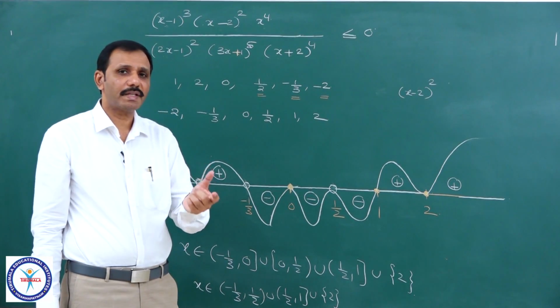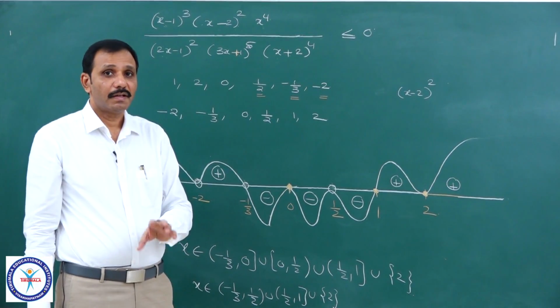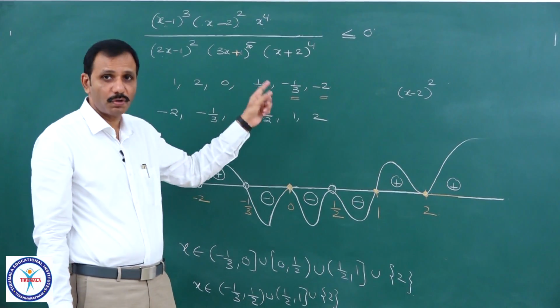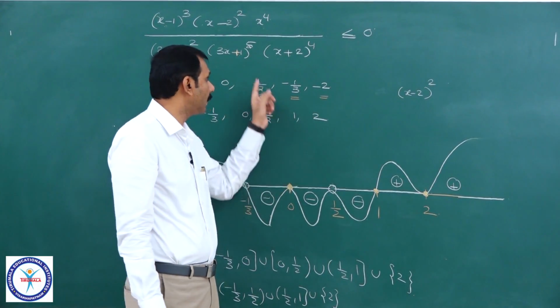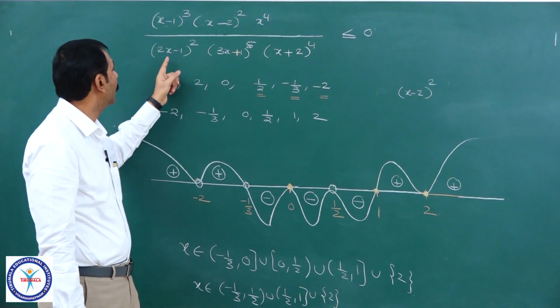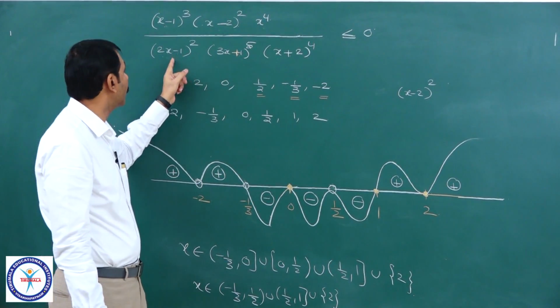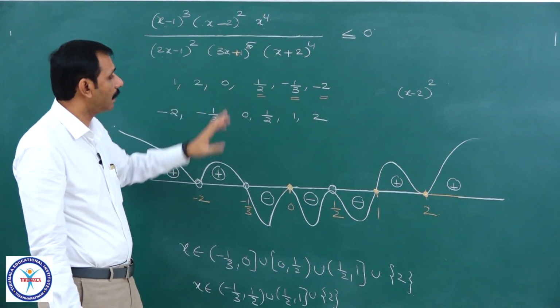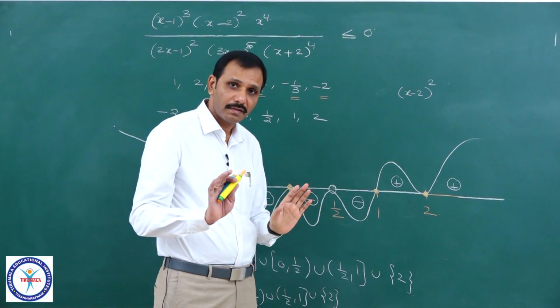Domain means the values of x where it is defined. In those values only we need to take solutions. Now, you do not worry about that word domain. We are just considering these as zeros of the denominator, because at those points the denominator equals 0, it is not defined, therefore we should not take them. That only you remember.